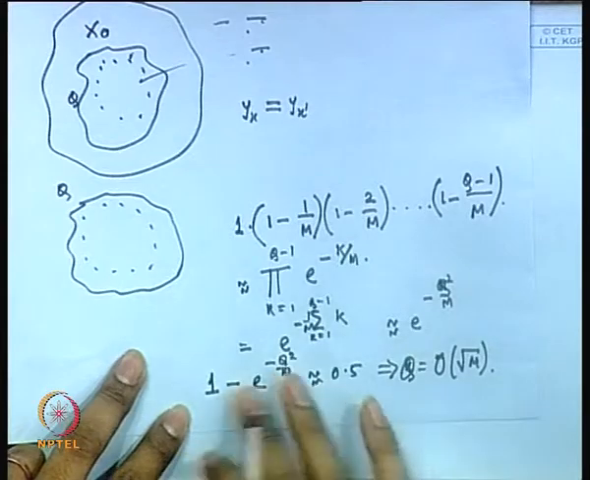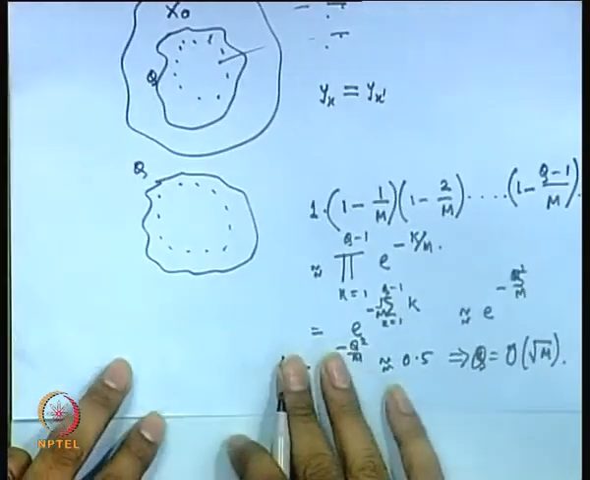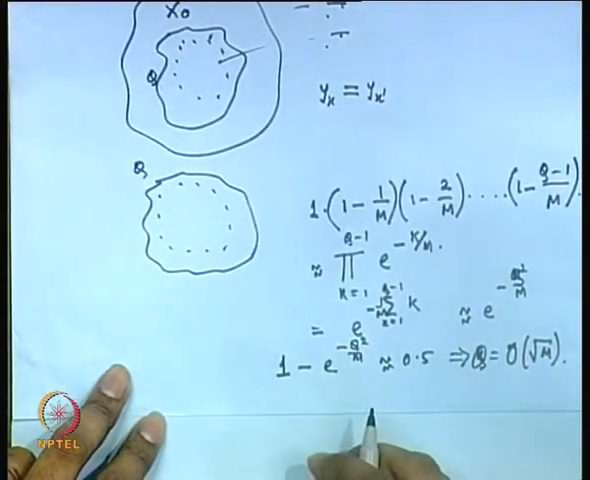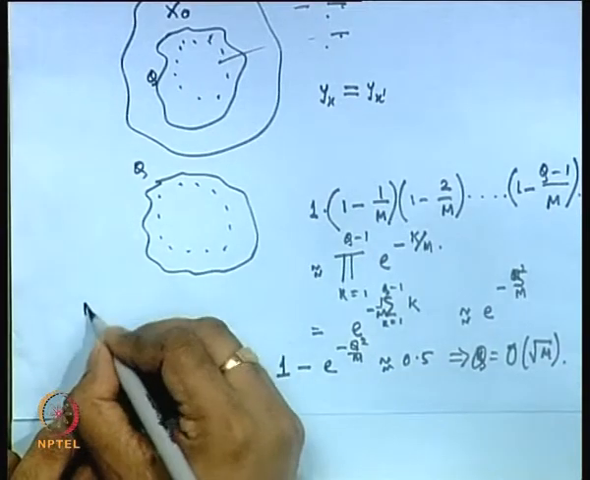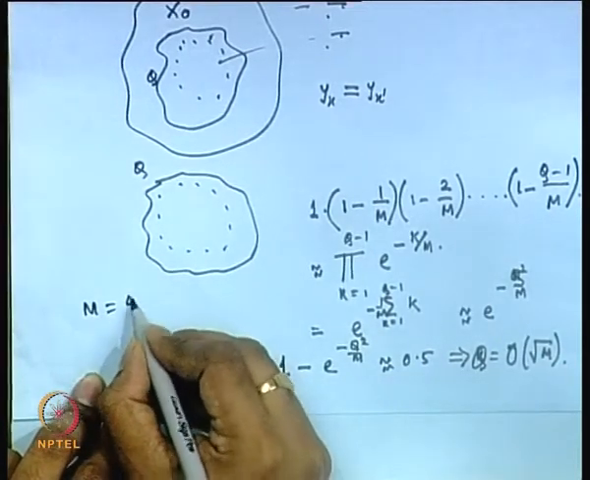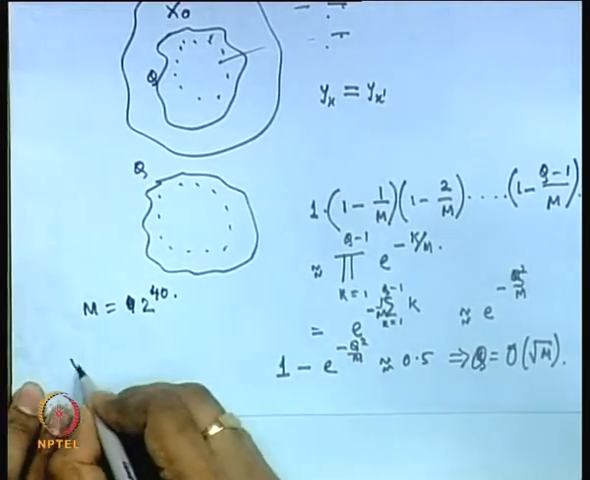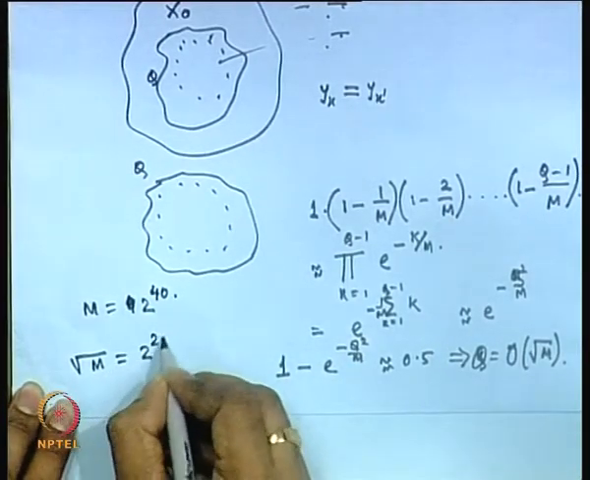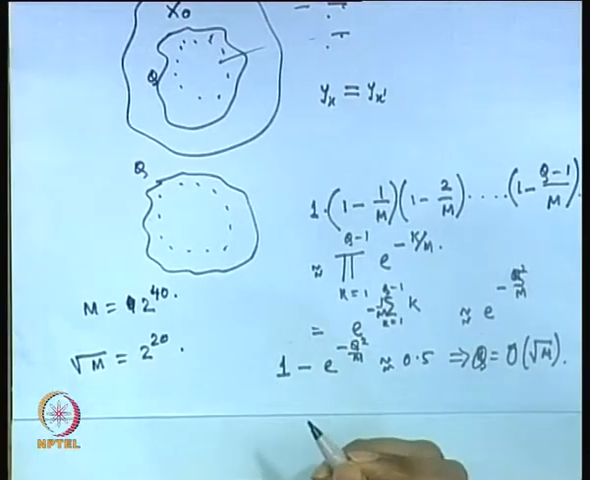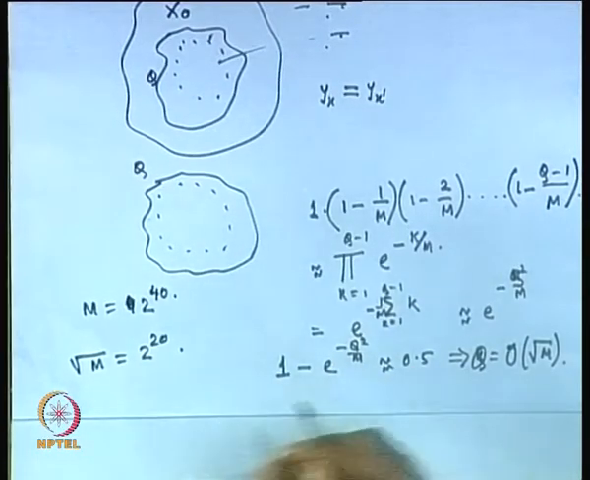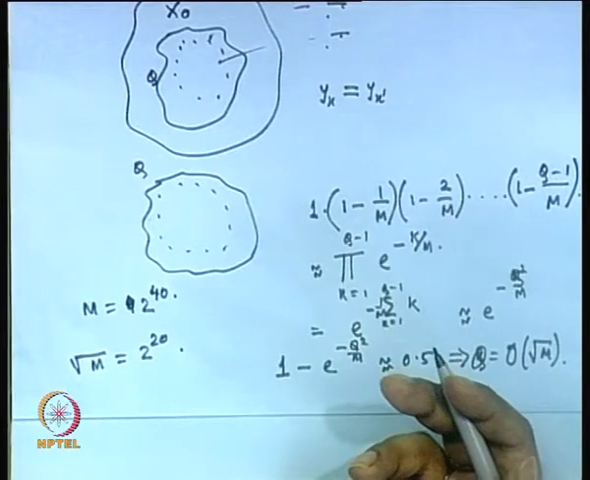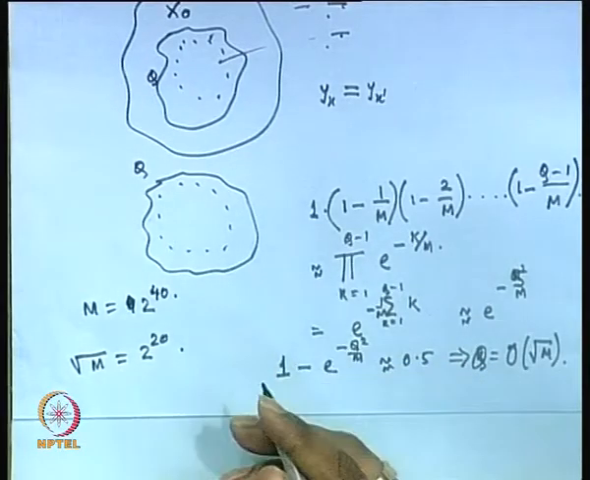Now you see, what value of m would you like? For example, if m was a 40-bit number, then m would be 2 power of 40. So what is the square root of m? It is 2 power of 20. So if you do 2 power of 20 searches, which you can really do using today's technology, it will not help you, right?